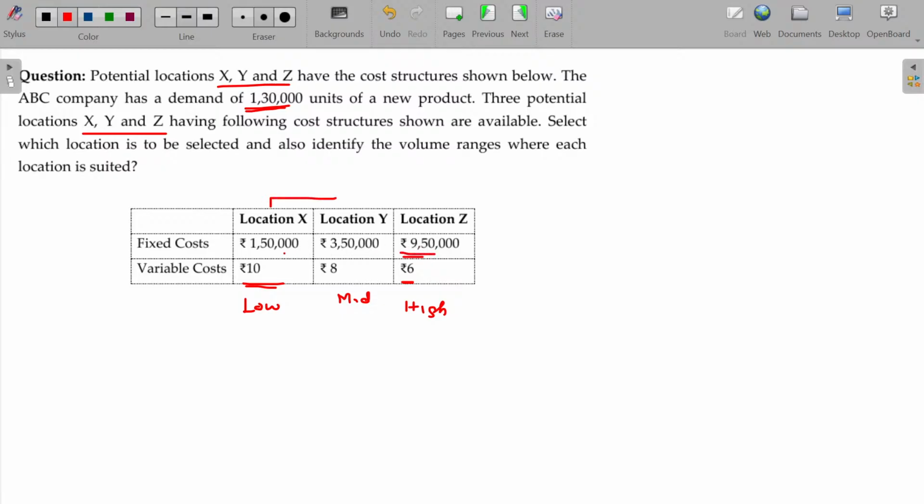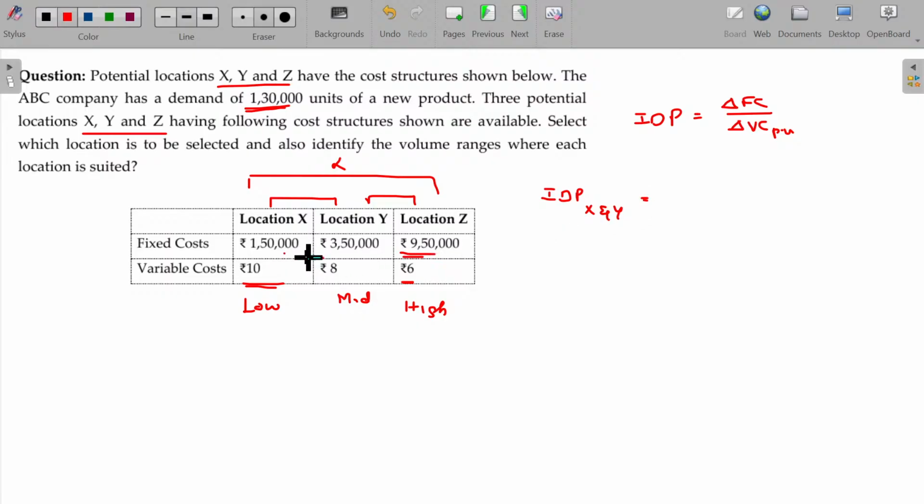Connecting the points between these two has no meaning at all. Anyhow, we can calculate the indifference point between Z, X and Z also, but it has no meaning. Let's start with the indifference point between X and Y. Usually the indifference point is calculated this way: difference in fixed cost divided by difference in variable cost per unit.